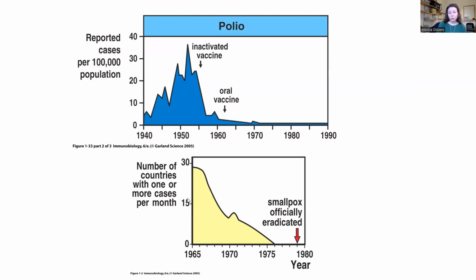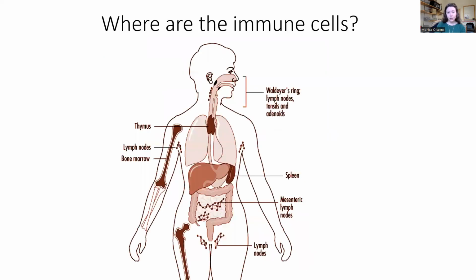And the same is true for our other vaccine we talked about. Smallpox took a lot longer to eradicate, but the number of countries with one or more cases per month went from 30 all the way down to 0. And right before 1980, pardon me, smallpox was officially eradicated. Okay, so that's some history.